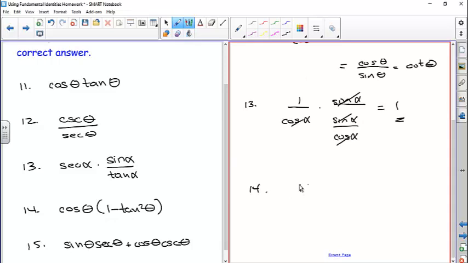The next one does have a squared, so that's one of the Pythagorean identities, the one that involves the tangent: 1 plus tangent squared equals secant squared. So what I've got here is 1 minus tangent theta squared. So that is interesting. So what can I do there? Well, if I solve for tangent squared of x, that's secant squared of x minus 1.